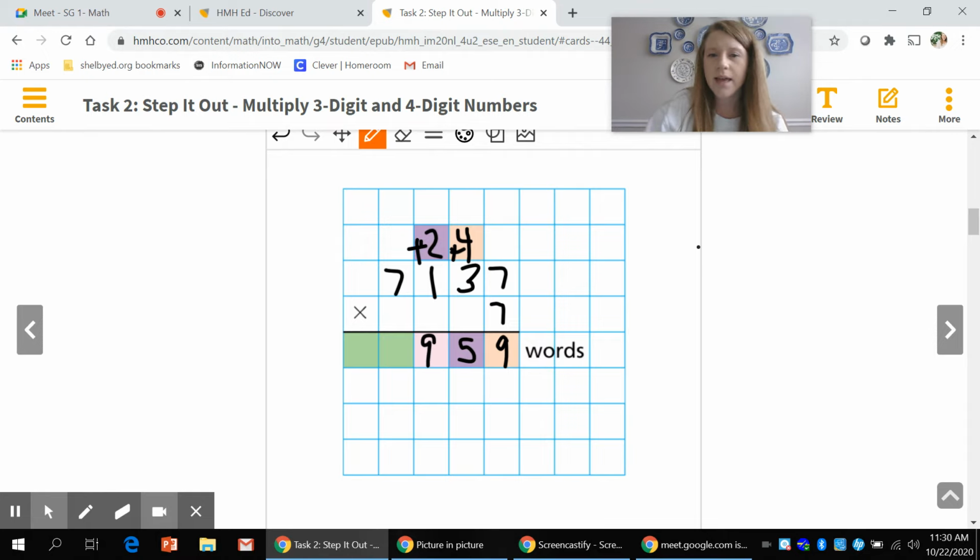Okay. And we multiply the thousands. 7 times 7 again. What is 7 times 7? 49. And that's our last one. So we can just put the 49 down here. We don't carry it because that's our last place to multiply. So we got 49,959 words. That's a lot of words in a week.